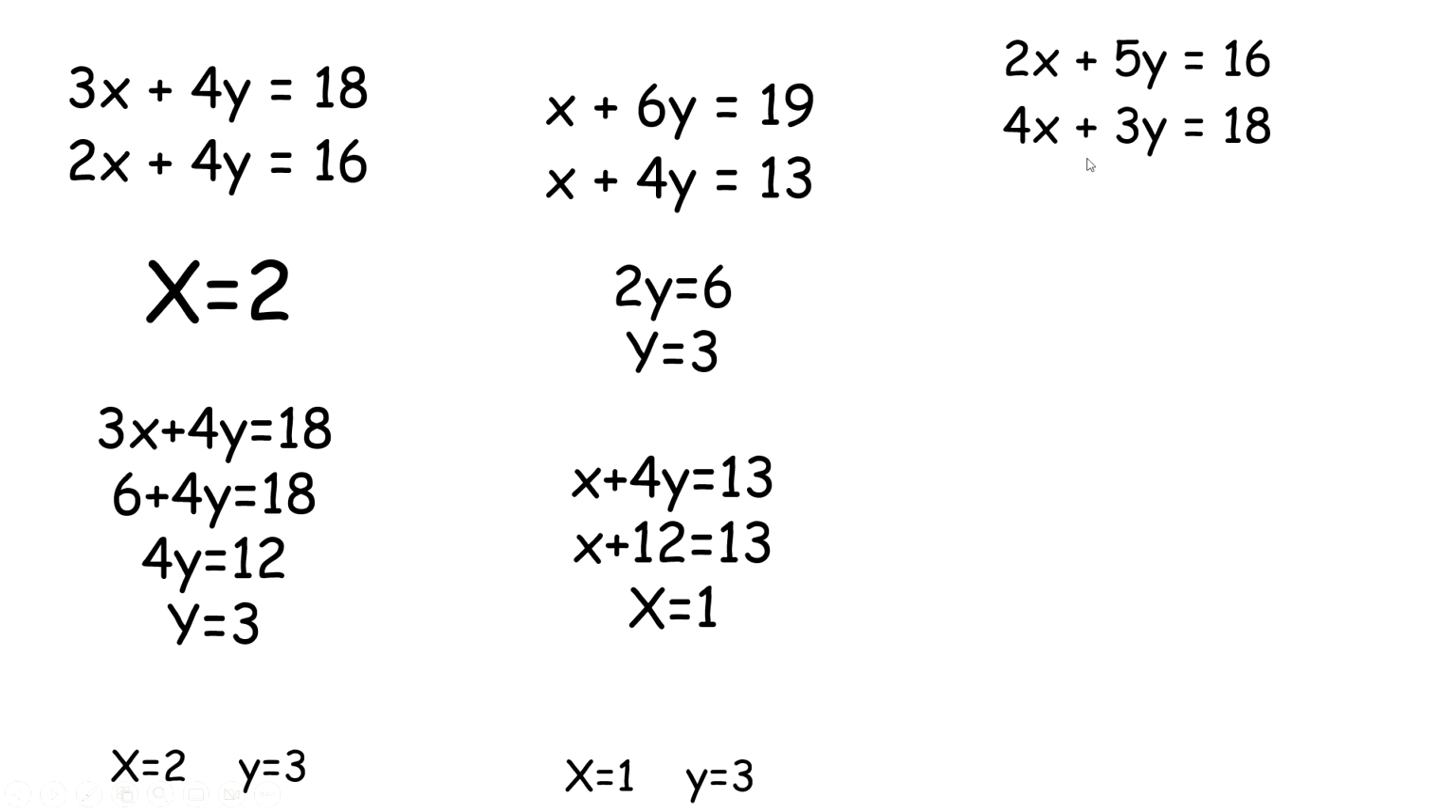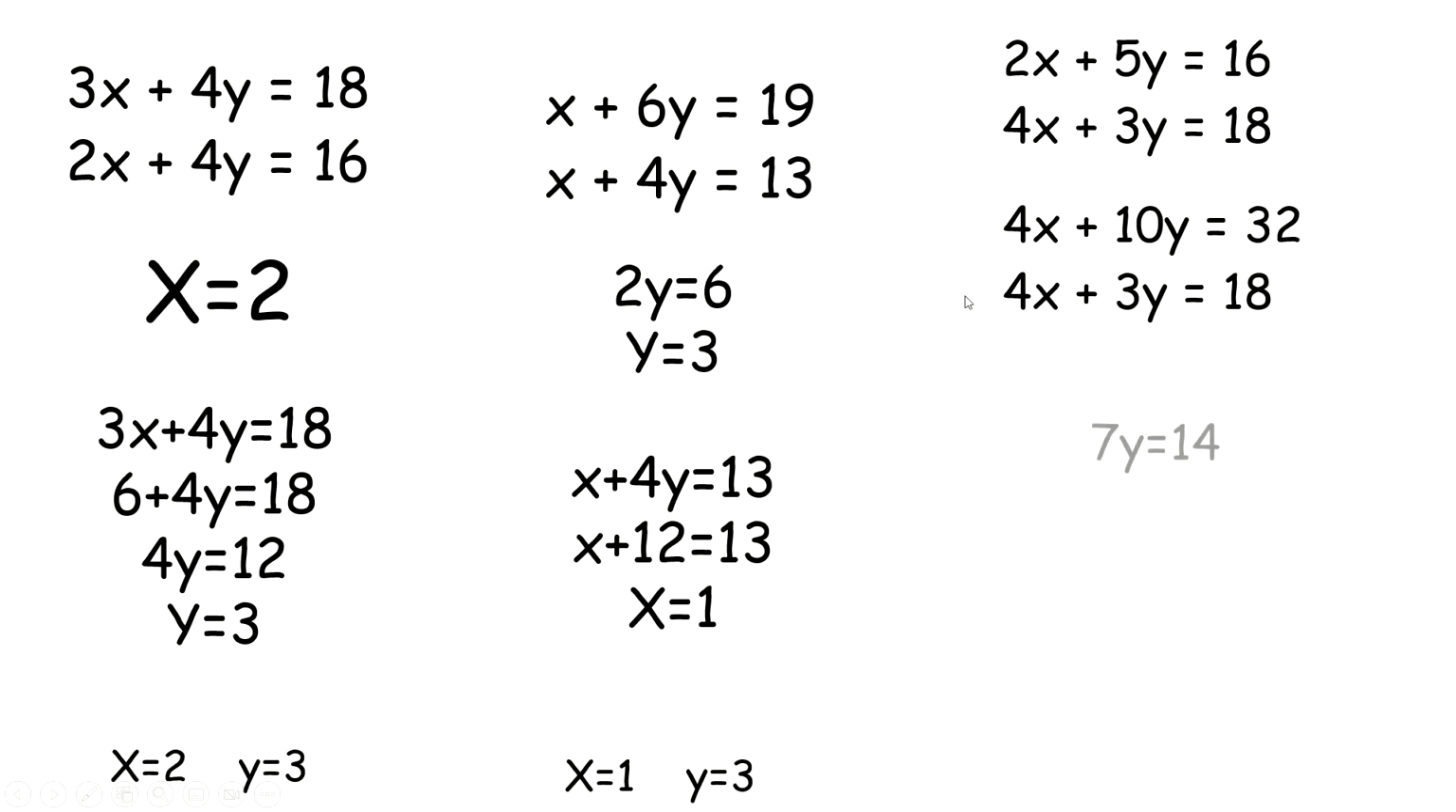So I've chosen to get 4x on both sides. This 2x, all it has to do is times by 2. So that's what we do. We times this first equation by 2, and that's 4x plus 10y equals 32. And after that, it's just simply what we've done earlier. So then we minus the bottom equation. So then 7y equals 14, y equals 2.